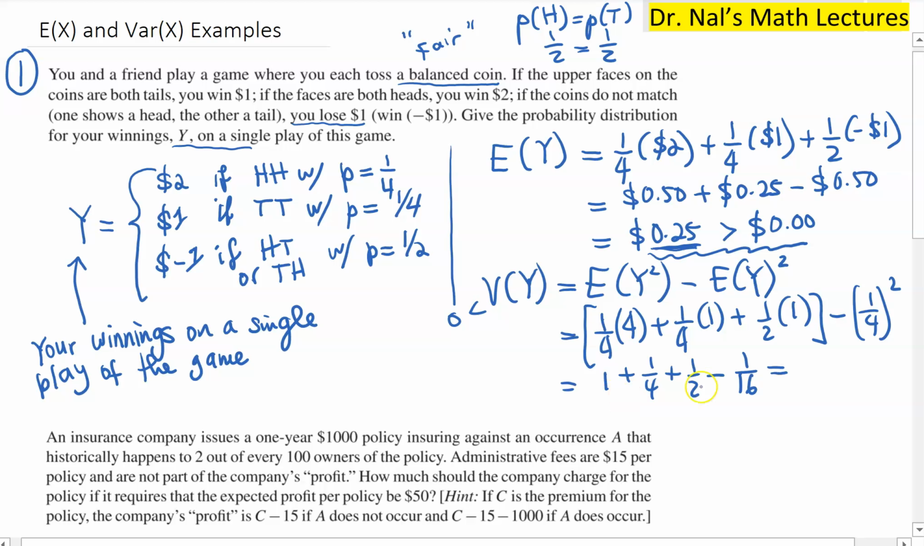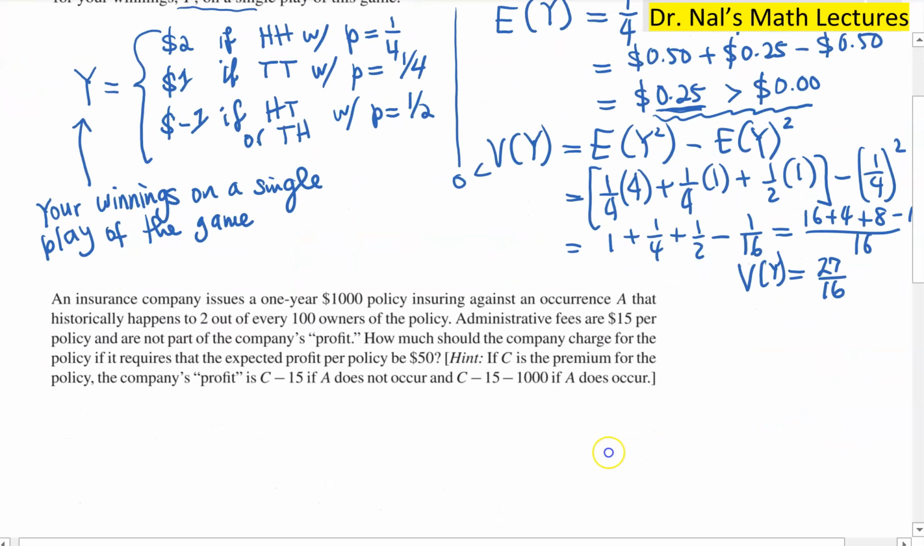Anyhow, so here the common denominator is 16, so we have 16 plus 4 plus 8 minus 1, all divided by 16. And finally, the variance of that random variable Y comes out as 27/16. If you want, the standard deviation would be just the square root of that. I'll just leave that to you to finish.